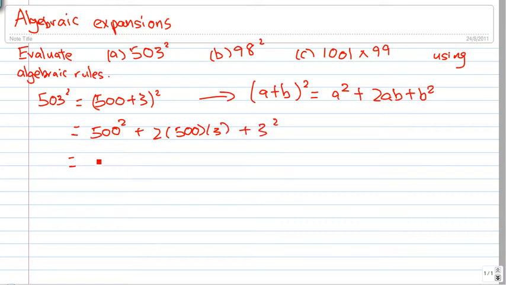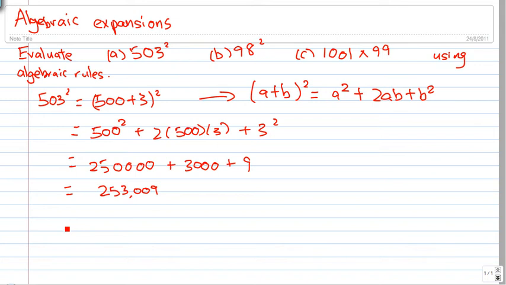Now 500 squared: 5 squared is just 25, and since you have to square 500, you get 4 zeros. And 2 times 500 is 1000, 1000 times 3 is 3000, and 3 squared is just 9. And then your answer would be 253,009.